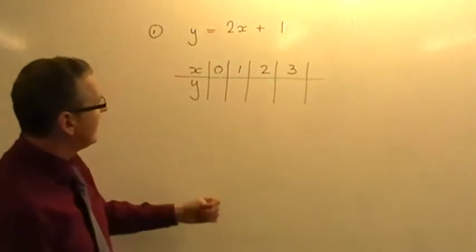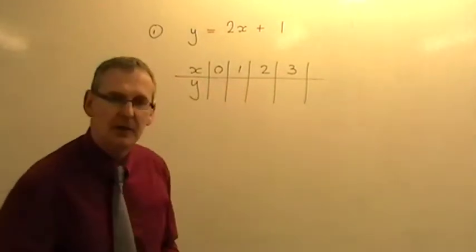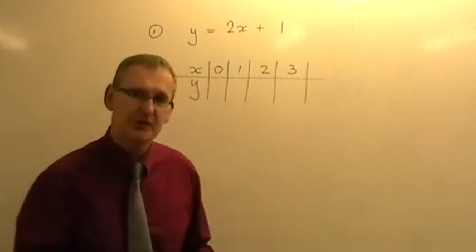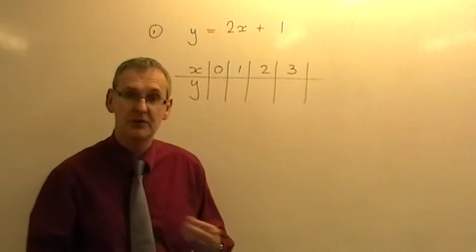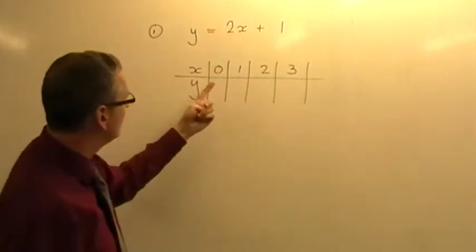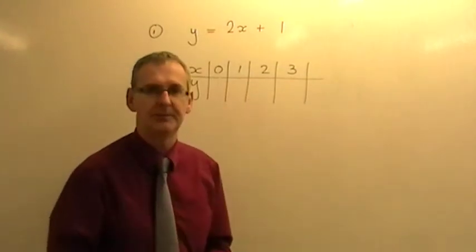Well, what you need to do then is for the x numbers that you have got, usually you pick them yourself. If the examiner tells you what x numbers to use, then you use whatever they say. Once you've got those x numbers written down, you work out the y numbers to go with them.